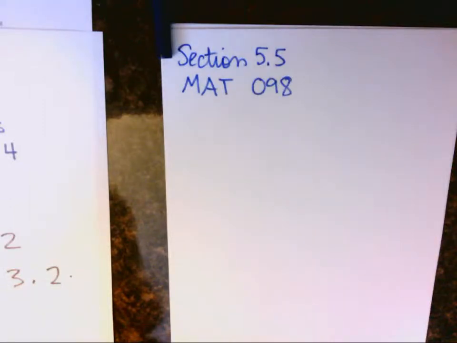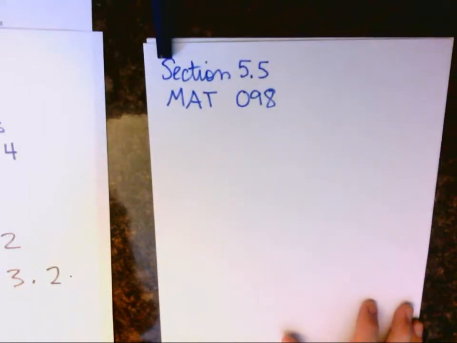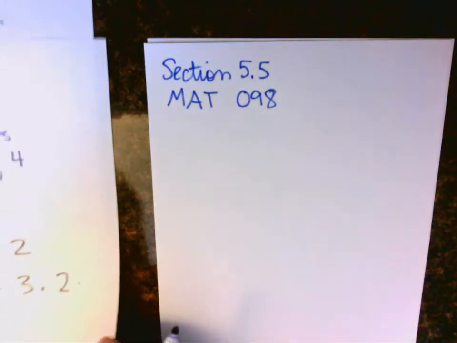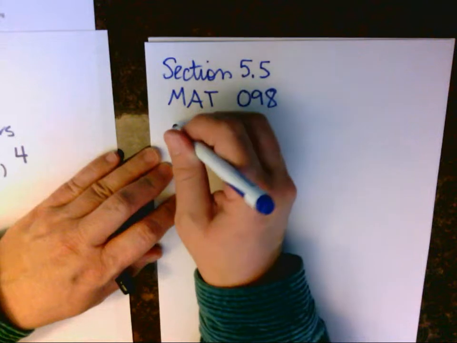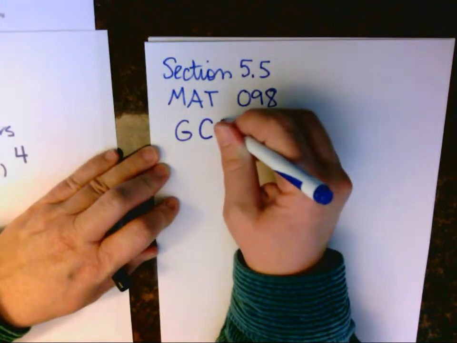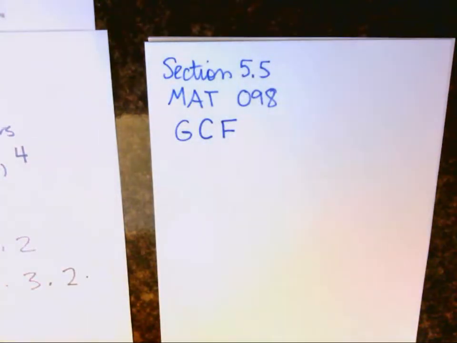Okay, let's get started with section 5.5. Today we'll be talking about two things, the greatest common factor and factoring by grouping. So we'll begin with the greatest common factor. This is abbreviated GCF, greatest common factor.